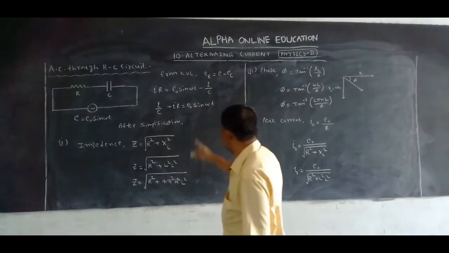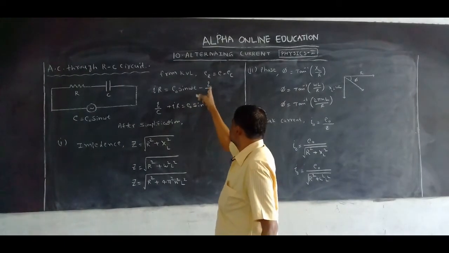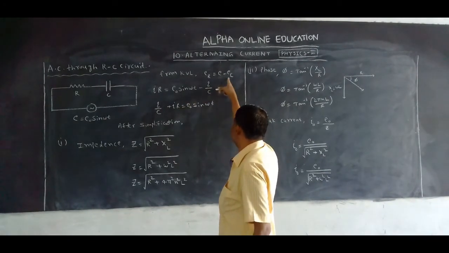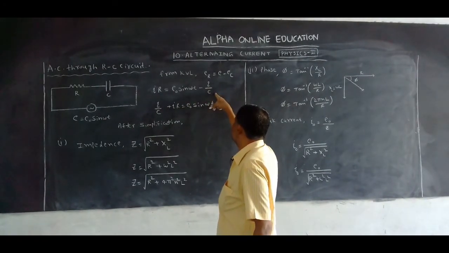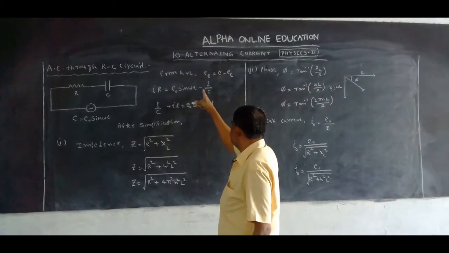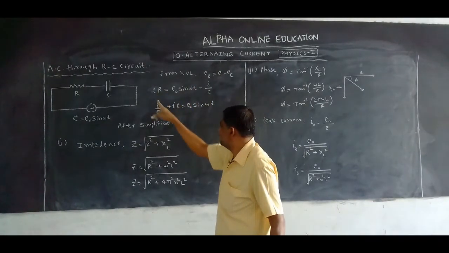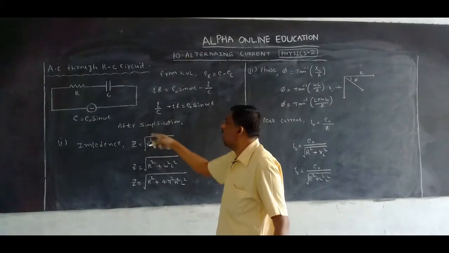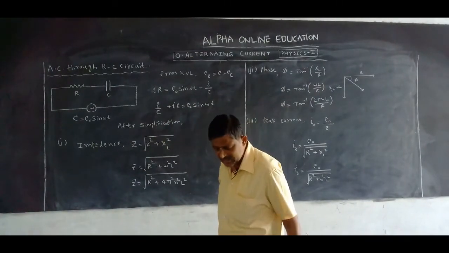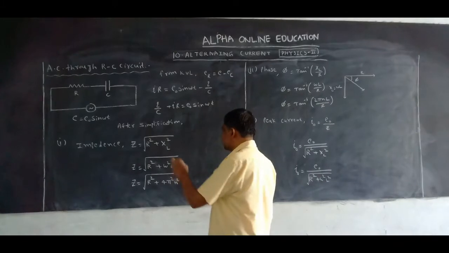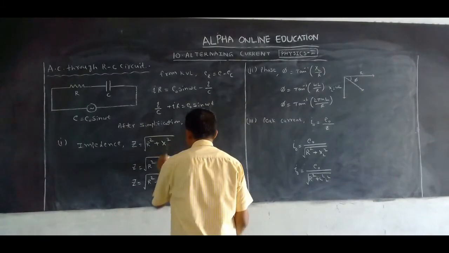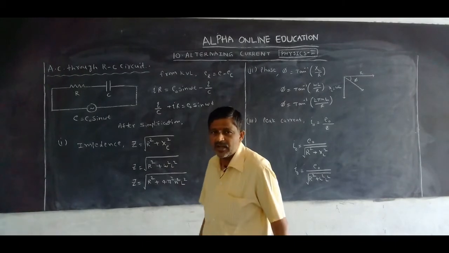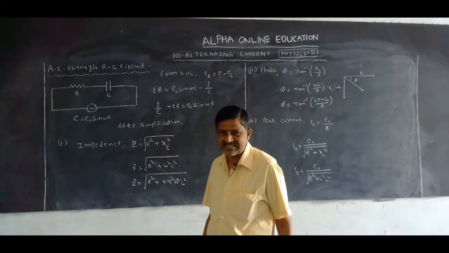You take this in this side. Then what we can get? ER is equal to IR. E is equal to E0 sin omega t. EC is equal to how much? Q by C. It is a negative sign, take in this side becomes plus. Q by C plus IR is equal to E0 sin omega t. After simplification, now what is the impedance? The impedance becomes like this, root R square plus XC square.